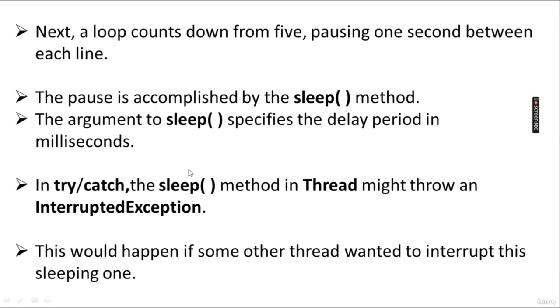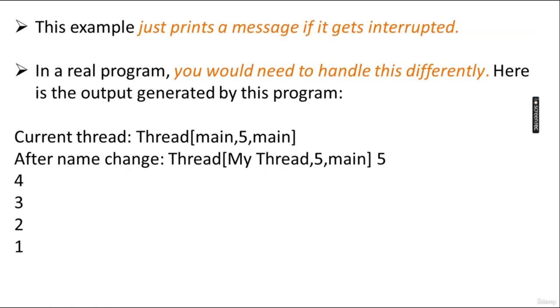In between, if any user presses the enter button, it will get interrupted, and InterruptedException will be caught in a try catch. The sleep method in Thread might throw an InterruptedException. This will happen if some other thread wanted to interrupt this sleeping one. The example will print a message if it is interrupted. In a real program, you will need to handle this differently, rather than only printing a message that an interrupted exception is occurring.